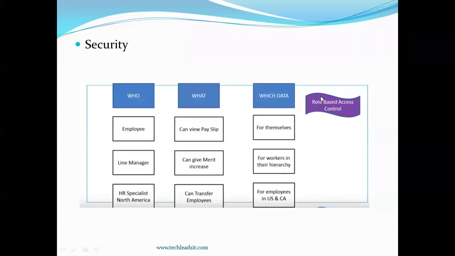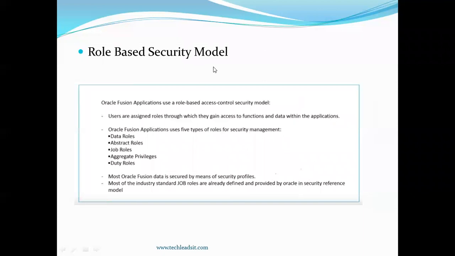This is a new feature which is provided by Oracle in our Fusion. Role-based access control is nothing but users are assigned roles through which they gain access to the functions and data within the applications. Here, this model has 5 types of roles in our security management: data roles, abstract roles, job roles, aggregate privileges, and duty roles.